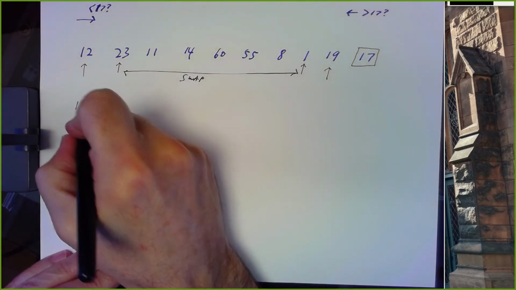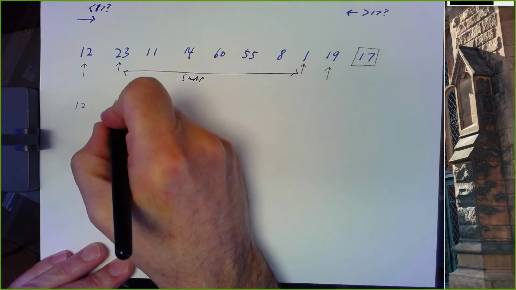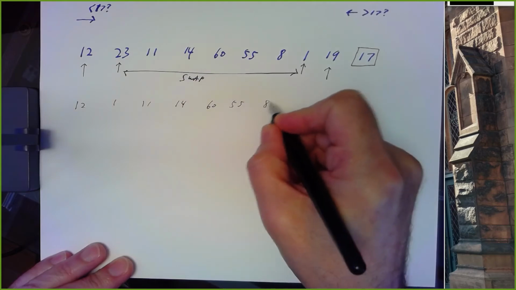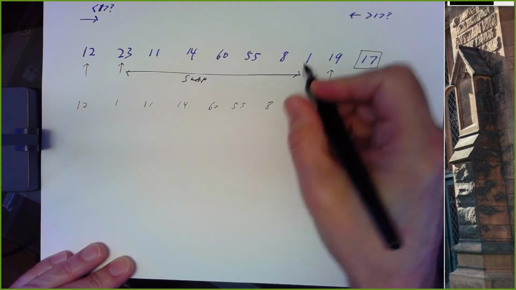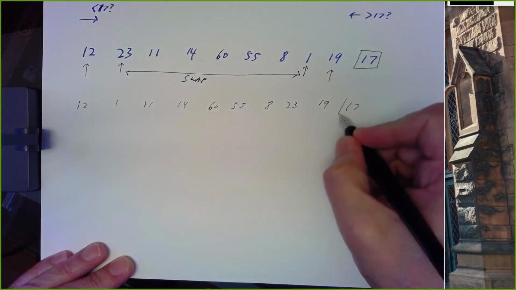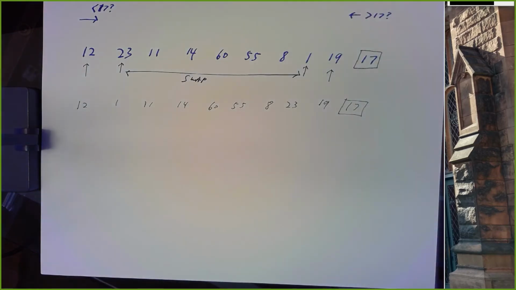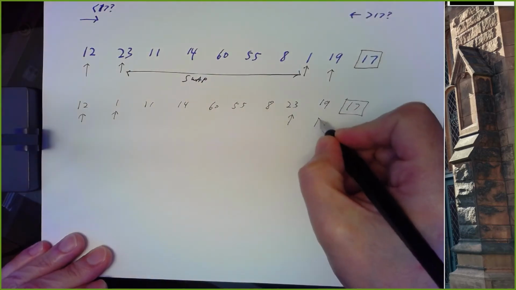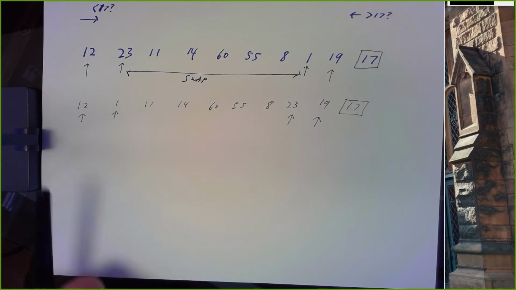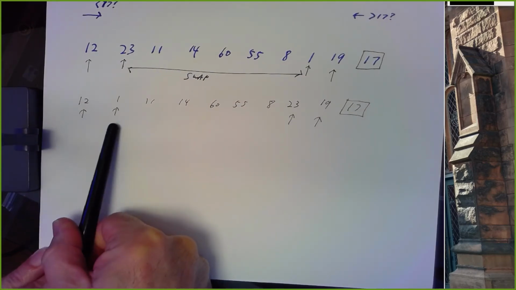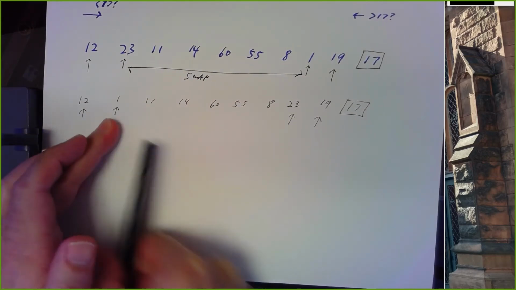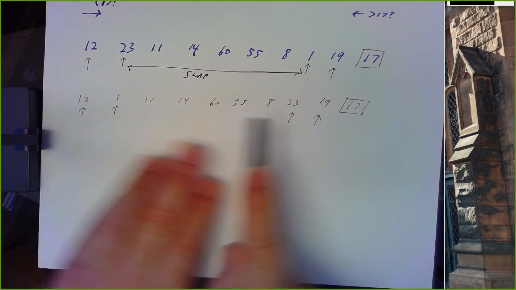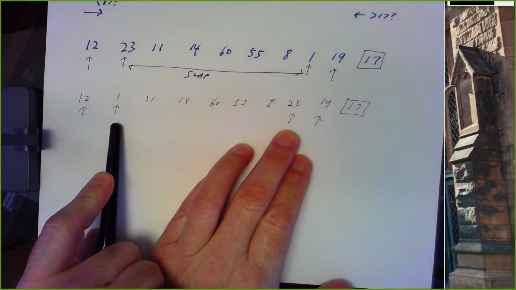And so now we're going to have a 12. Our 1 is going to come over here, 11, 14, 60, 55, 8. The 23 gets swapped with the 1. There's the 19, and this is still our pivot. And we've moved this far. So we started with the 12, decided that was okay, moved over 1, found that was in the wrong spot, stopped. Went to the right, 19 was fine, moved over here, 1 was in the wrong spot, stopped, did a swap. We're going to repeat that.